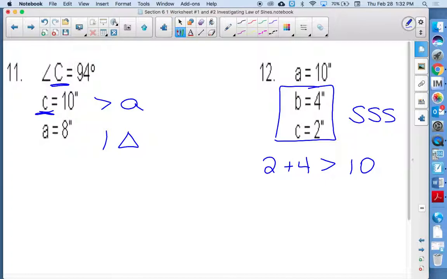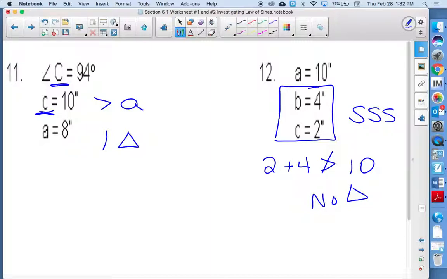Well, 2 plus 4 is 6. 6 is no way bigger than 10. So therefore, there isn't a triangle. So side, side, side, you were told, and this is true, I'm not switching this: you cannot use side, side, side for triangle congruency because not every set of sides, not pairs, triples of sides, would make a triangle.